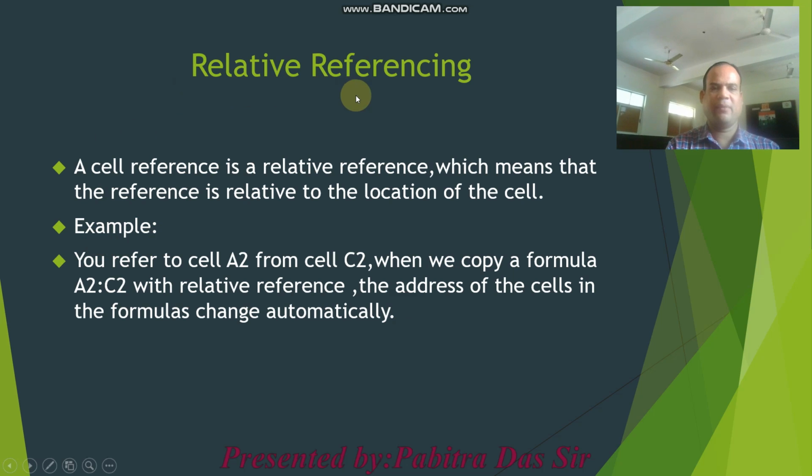Next, students, relative referencing. A cell reference is a relative reference, which means that the reference is relative to the location of the cell. Example, you refer to the cell A2 from cell C2. That means A2:C2. Here A2 is the first cell and C2 is the last cell, and colon is the range operator. With a relative reference, the address of the cells in the formula changes automatically.